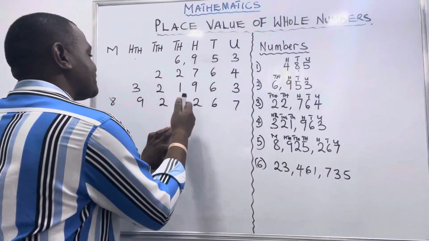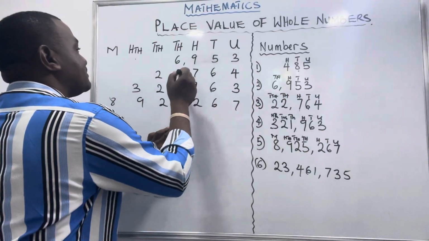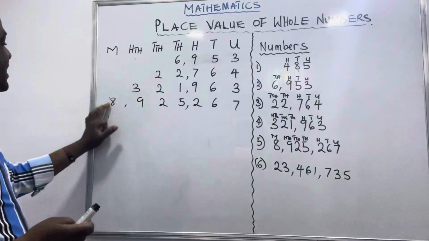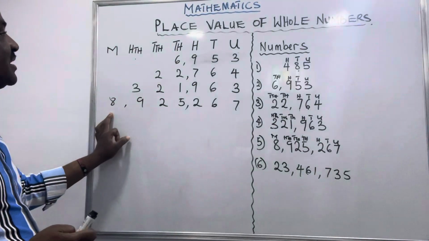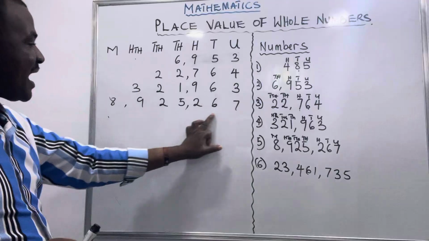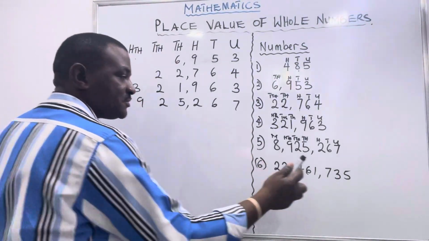1, 2, 3. The place value of 8 here is 8 million. The place value of 2 here is 220,000. And like that. Now let's go to the sixth one.